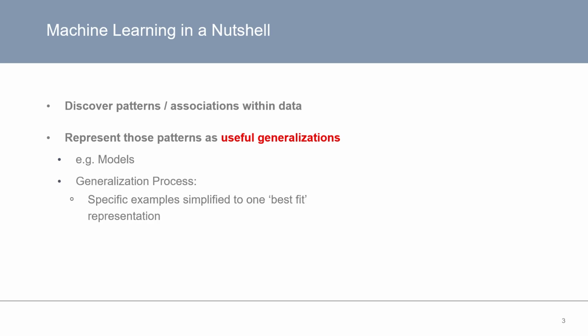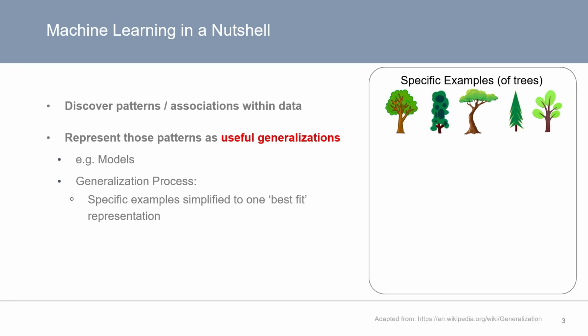Machine learning is all about discovering patterns and/or associations within data, and to represent those patterns as what can be thought of as useful generalizations, which can include models. The generalization process that it uses takes specific examples and simplifies them into a single best-fit representation. As a very simplistic example, here on the right we have some cartoons illustrating specific individual trees. The generalization process forms a generalized representation or model of what it is to be a tree.